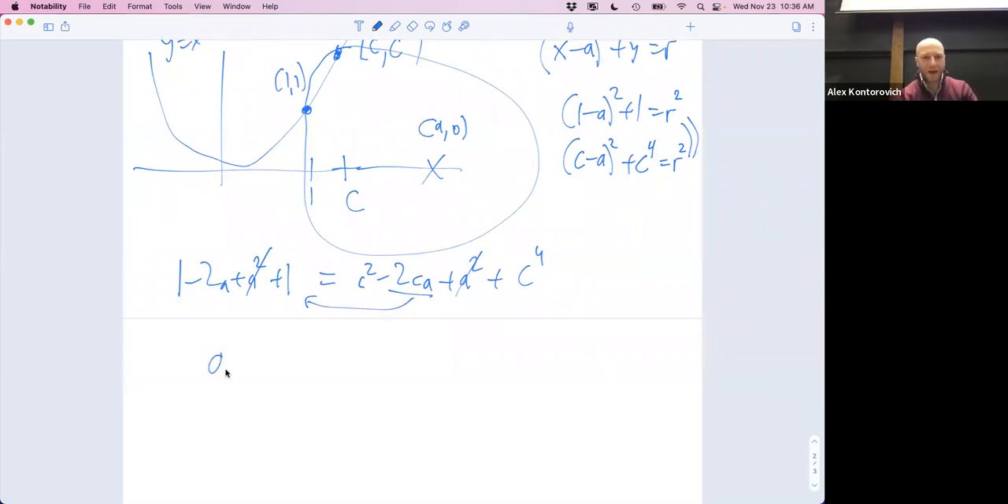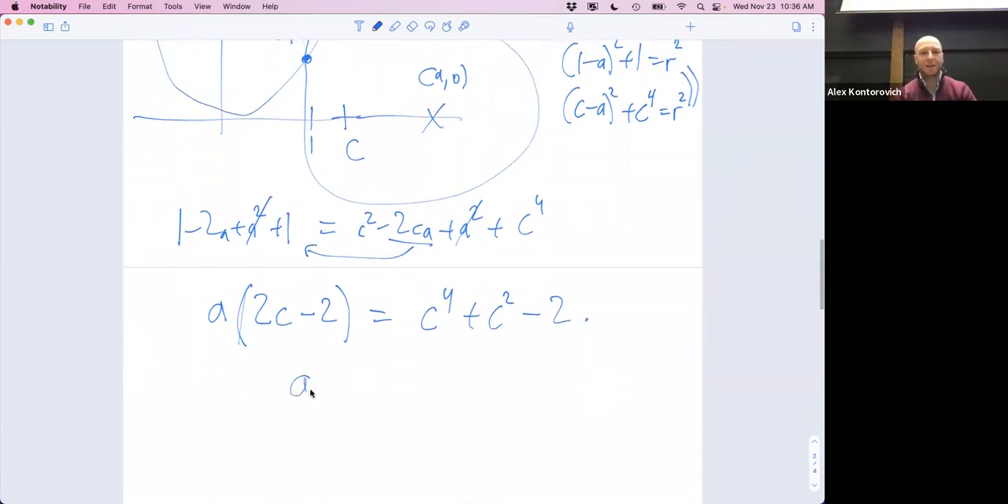I'll move the 2ca to this side. So what do I have in front of a? I have 2c minus 2. Is that right? Hopefully you guys are following along, checking this. And now I'll move, what do I get on the other side? I have a c to the 4th. I have a c squared. And there's a 2 from here, 1 plus 1, that I'll move to the other side, minus 2. So a is equal to (c to the 4th plus c squared minus 2) over (2c minus 2).